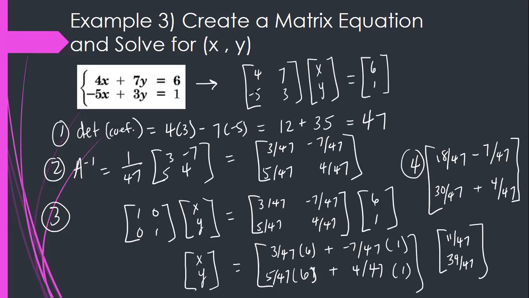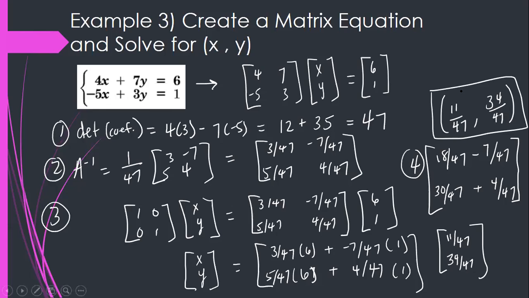So when you are solving a system, your solution is written as an ordered pair. So our ordered pair would be 11/47, 34/47. Please, by all means, double check my little simple math. Make sure I didn't over subtract or over add.